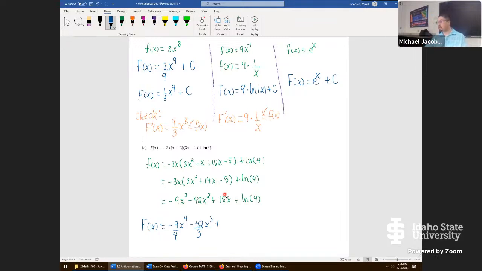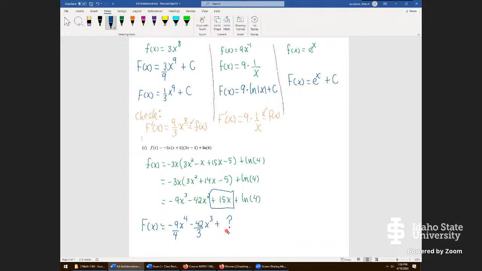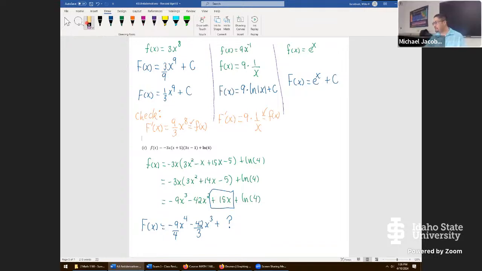Any volunteers for what the result should be for 15x? Anyone in Zoom happen to see what ought to go right here? Is it x squared? Exactly. We'll have x squared for the new power on x, which means that new power of 2 has to divide the 15 right here. So we'll have 15 halves x squared. So yeah, we're on the right track with this one.